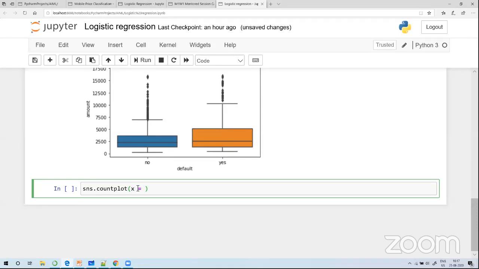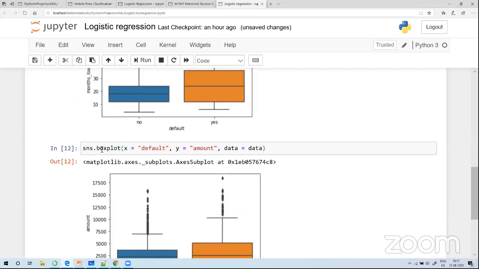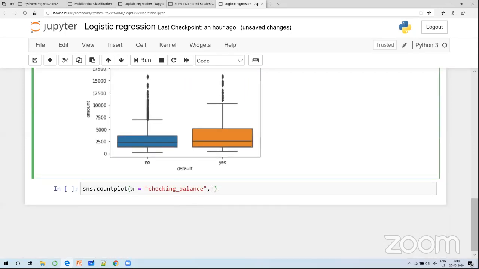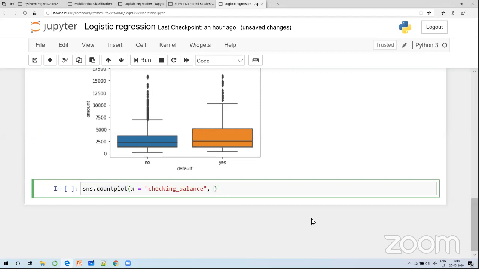So on X, I am going to use checking underscore balance and look at the type of the plot. Previously we have used box plot because one is a continuous variable, the other one is a discrete variable. Now both are discrete variables, so we need to produce a bar chart. So we used Q is equal to default count plot, which is nothing but the bar chart. Data is equal to data.